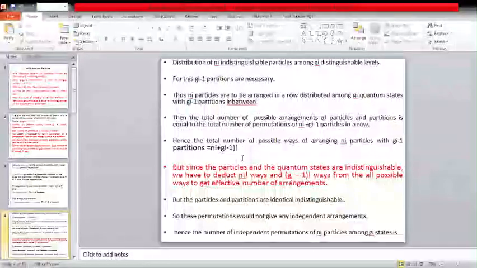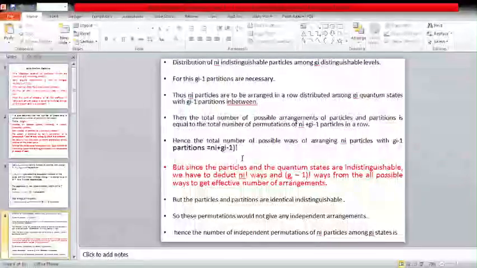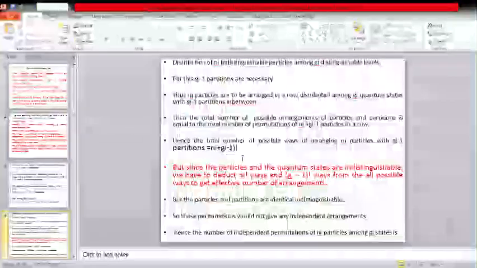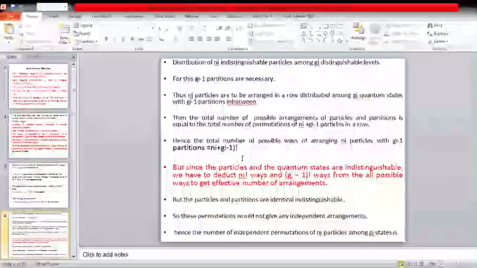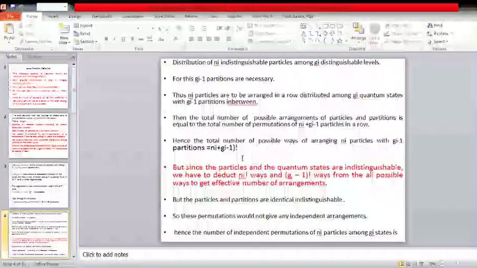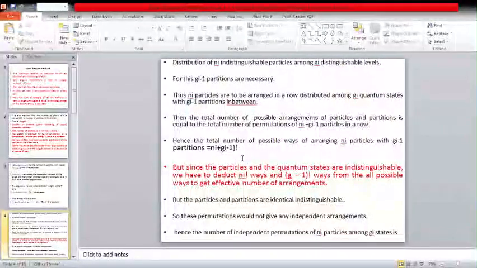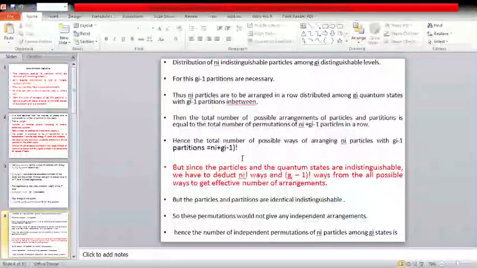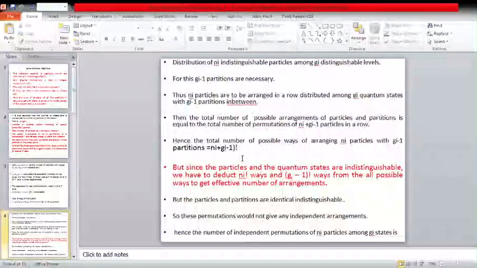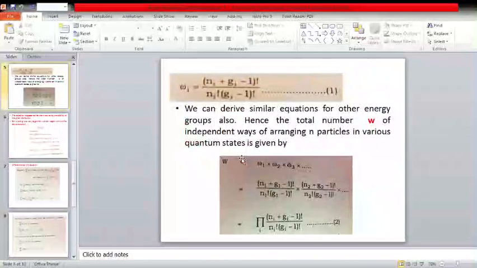Hence, the total number of possible ways of arranging Ni particles with the Gi minus 1 partitions equals Ni plus Gi minus 1 factorial. But since the particles and the quantum states were indistinguishable, we have to deduct Ni factorial ways and Gi minus 1 factorial ways from all possible ways to get the effective number of arrangements. But the particles and the partitions are identical and indistinguishable, so these permutations would not give any independent arrangements. Hence, the number of independent permutations of Ni particles among Gi states is Wi equals Ni plus Gi minus 1 factorial divided by Ni factorial into Gi minus 1 factorial.